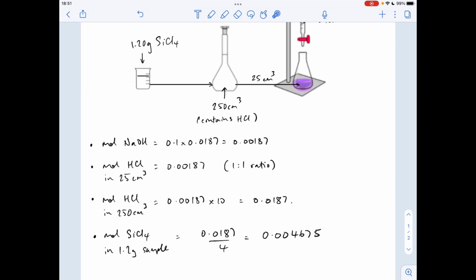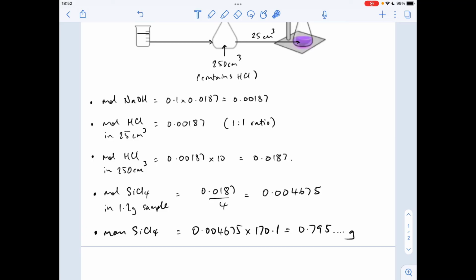Okay, so that's coming out at a moles of SiCl4 in that original 1.2 gram sample of 0.004675. So all we need to do now is work out how many grams of SiCl4 must have been present by multiplying the moles by the Mr of SiCl4. And that's coming out at 0.795... So the calculator value is still stored in the calculator.